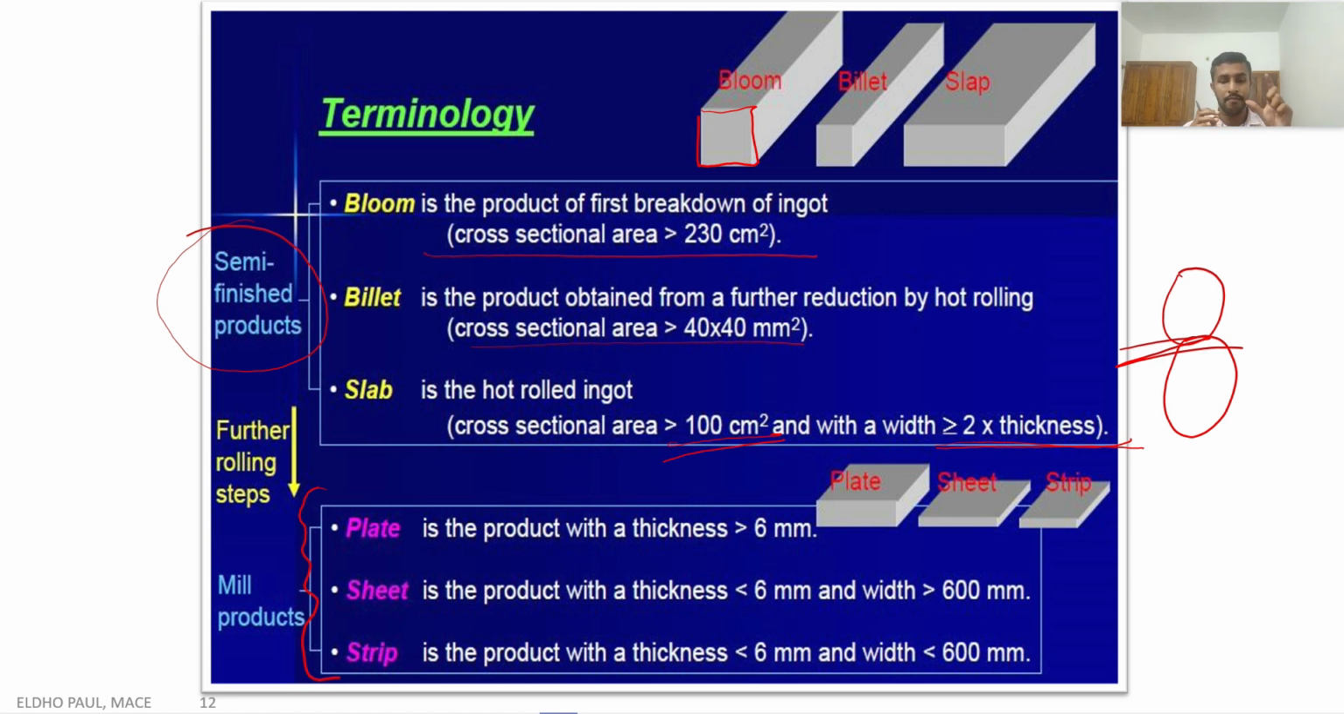Plate has a very high thickness compared to sheet and strip. In the case of sheet, the thickness is less than 6 mm and the width is commonly greater than 600 mm. Then we can call such a product a sheet. Compared to plate, it has a very low thickness. The difference between sheet and strip is that the thickness is less than 6 mm, but if the width is less than 600 mm, then we call it a strip. So plate, sheet, and strip are the different products coming from the rolling process.